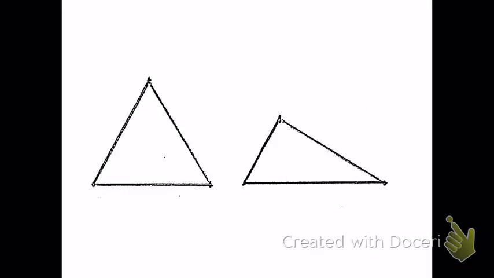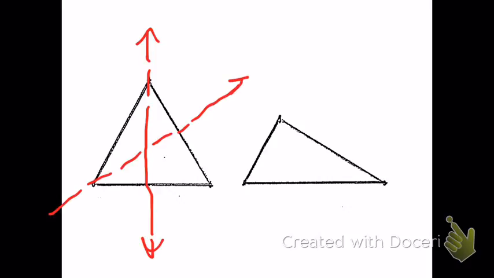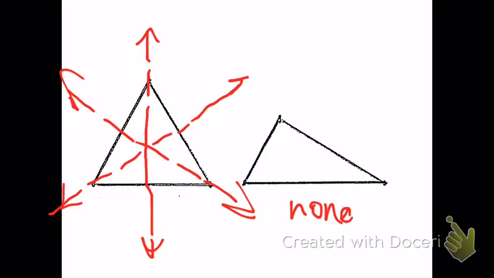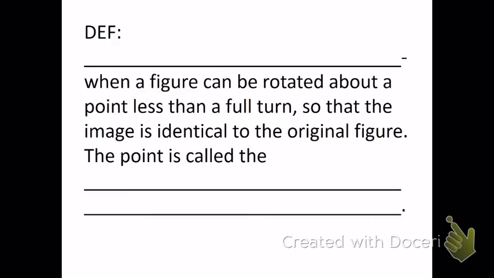What about this equilateral triangle? How many axes of symmetry? Yeah, it has 3. 1, 2, and 3. All right, what about the scalene triangle? How many axes of symmetry does it have? Yeah, it's none. This would be none. Very good.